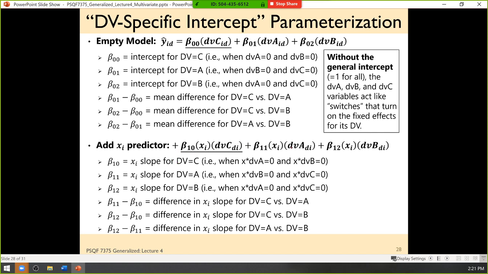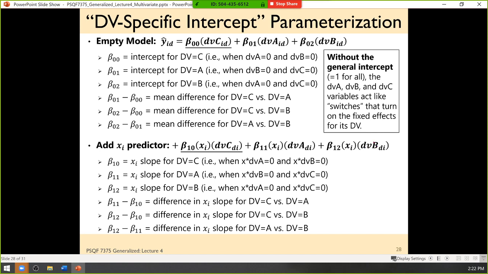If you add X, note in this equation there is no main effect of X anymore. It does not show up all by itself, because it would be ambiguous what it refers to. So these switches have to be attached to the effect of every predictor. It looks like an interaction term, but it's not. It's a nested effect. Beta 10 is the effect of X specifically in predicting C. Beta 11 is the effect of X specifically in predicting A. And beta 12 is the effect of X in predicting B.